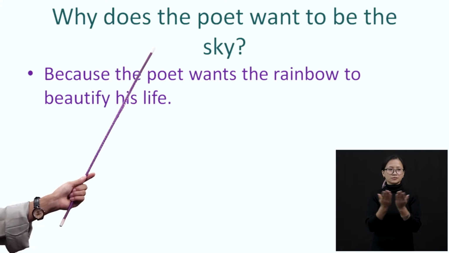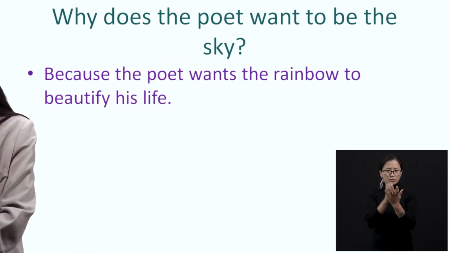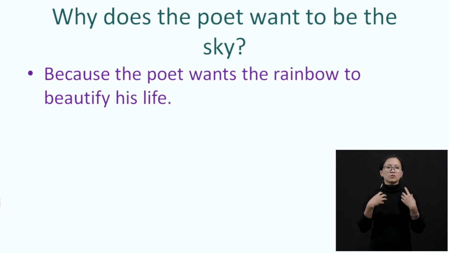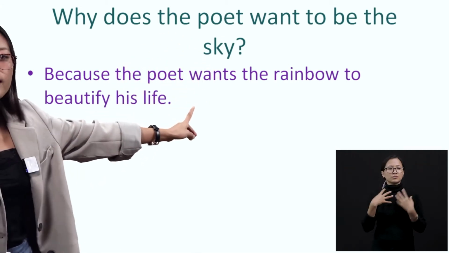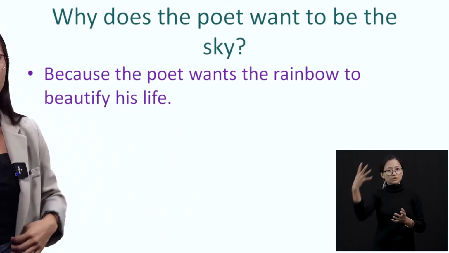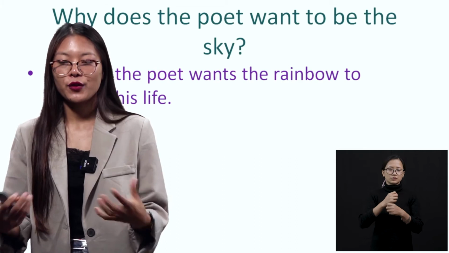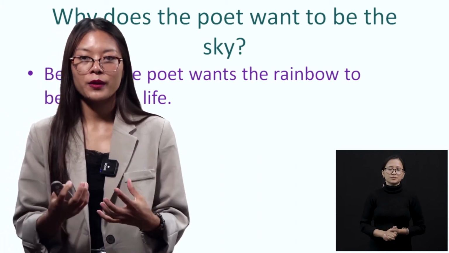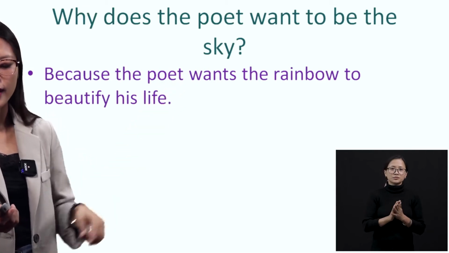Now, why does the poet want to be the sky? I have told you already in the explanation that the boy wants to be the sky because he wants the rainbow to beautify his life, right? He wants the rainbow to make his life colorful, to make his life joyful, admirable, like the rainbow, right? That is why the boy wants to be the sky, okay?